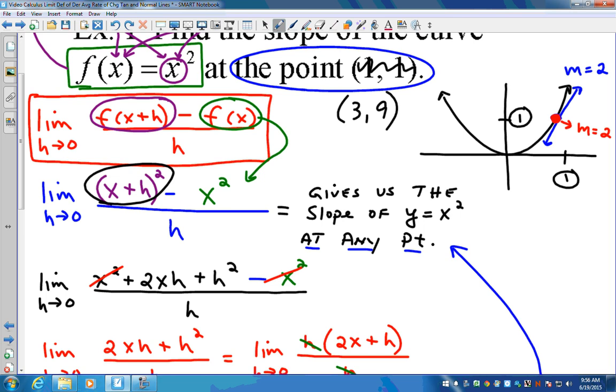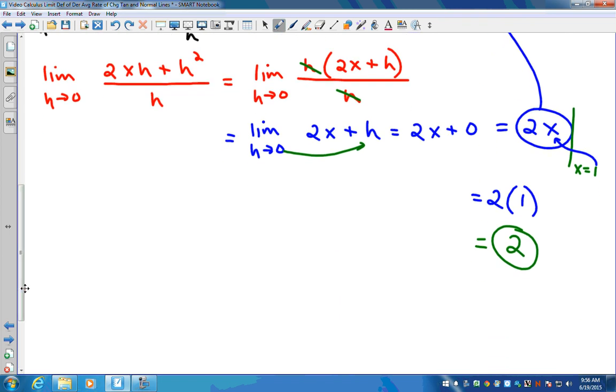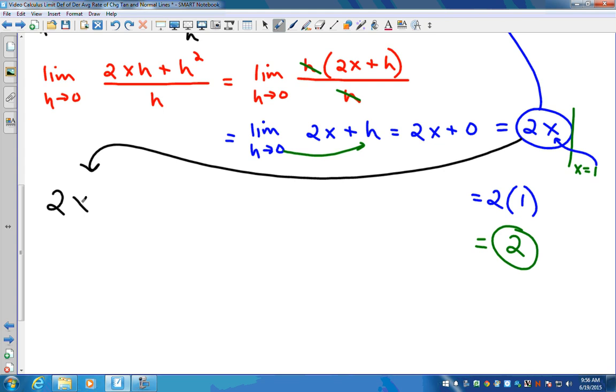What would that be? Well, x equals 3, right? So we're going to come down here and take 2x. All right. What does 2x represent? The slope of y equals x squared at any point. And we would evaluate it at the point 3, 9, or where x equals 3. And we would get a slope of 6.